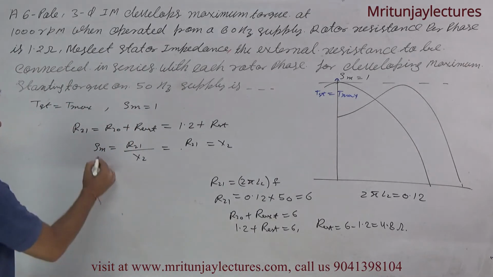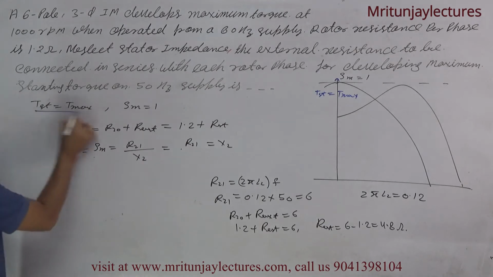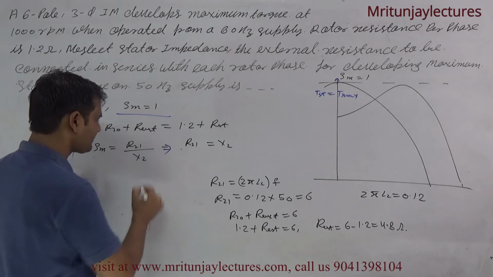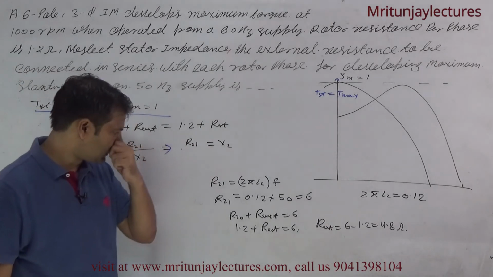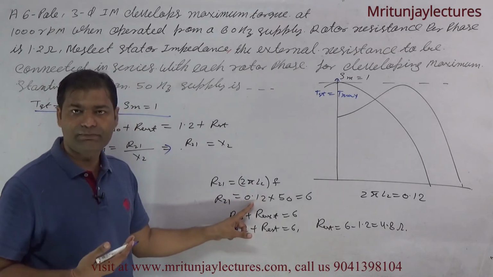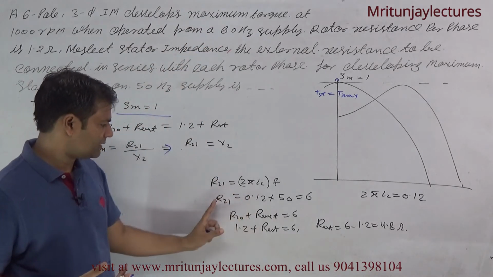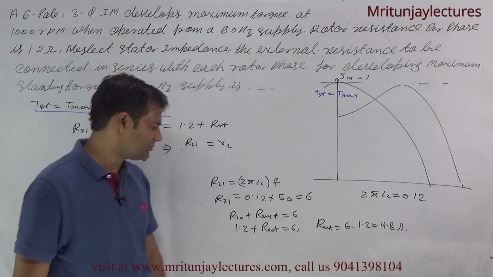Slip will be equal to 1 for maximum torque, so Sm will be equal to 1. With the help of this formula we got R2' = X2. I know that 2 pi L2 we have already found to be 0.12, so R2' will be equal to 0.12 into 50, which is 6 ohm.